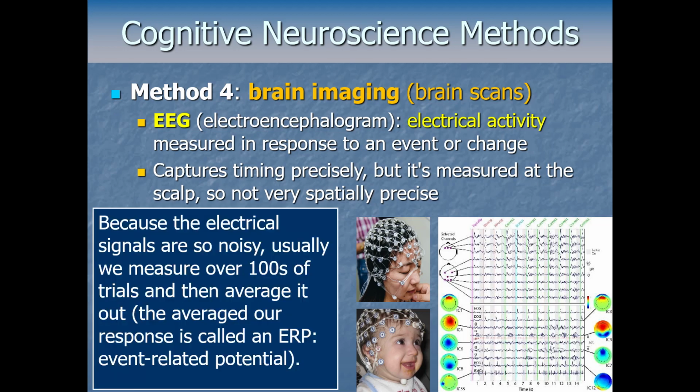Now, because the electrical signals are so noisy, usually we'll actually measure over hundreds of trials. Like if we're measuring math problems with an EEG, we might have them do hundreds of the same kind of math problems, and then we average it out to find the time course at which parts of the brain were active when. So that averaged out response, that's called an ERP, an event-related potential. If you ever see a cognitive neuroscience study reporting ERPs, that means they're just using averaged EEG readings in this kind of way to answer their cognitive questions.